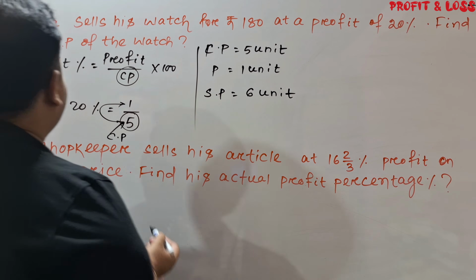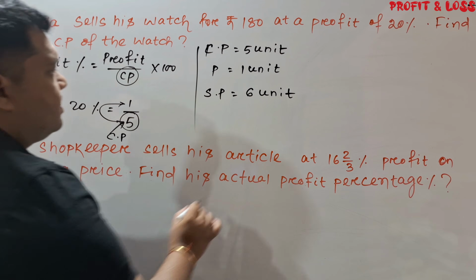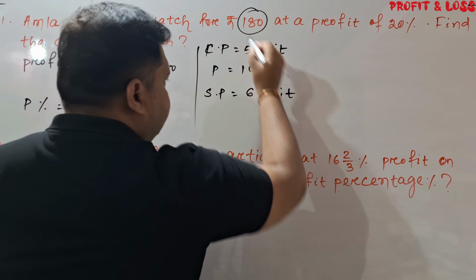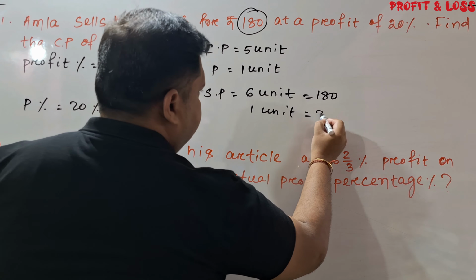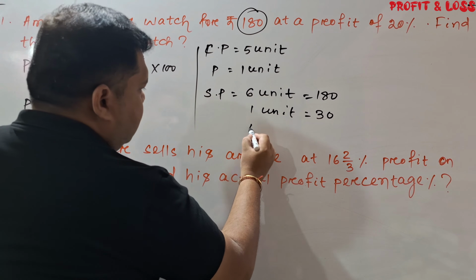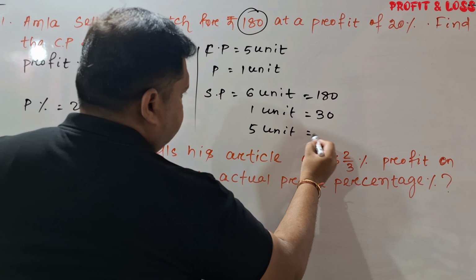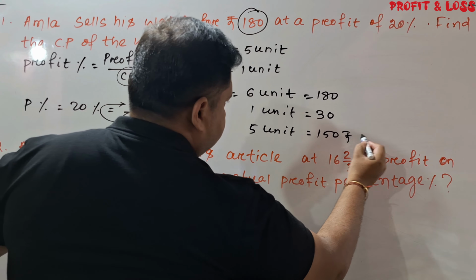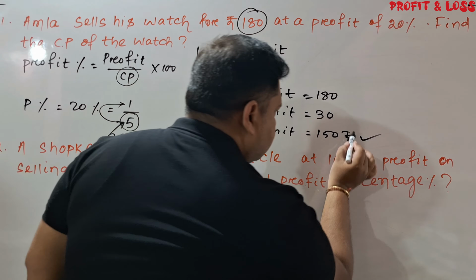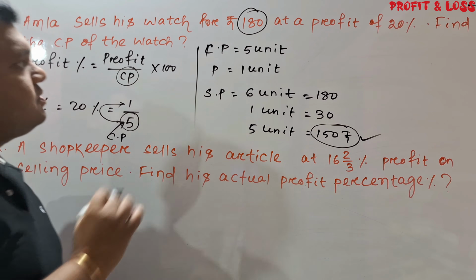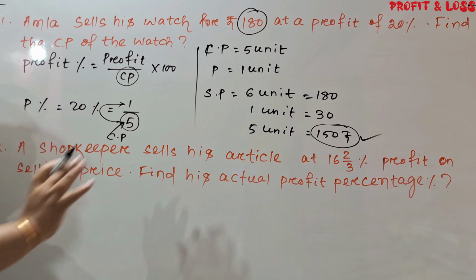The question is: find the cost price. Cost price. Okay. 6 units is approximately how much? 180. Then 1 unit is how much? 30. 5 units is how much? 150. So this is my answer. Cost price is 150 rupees. The cost price of this watch is 150 rupees. In this way you handle it.